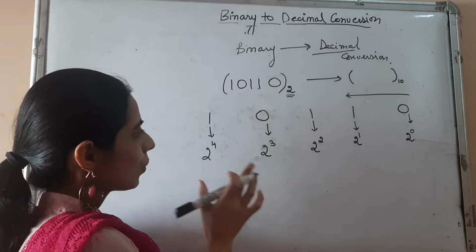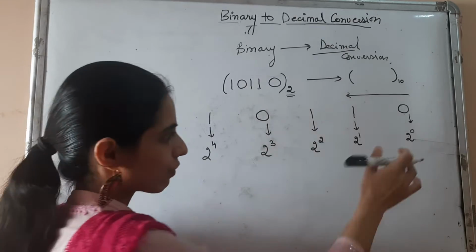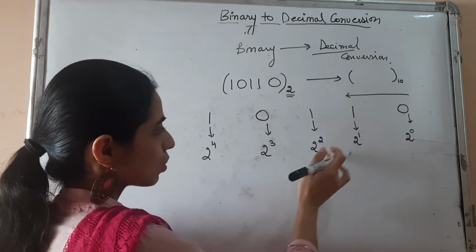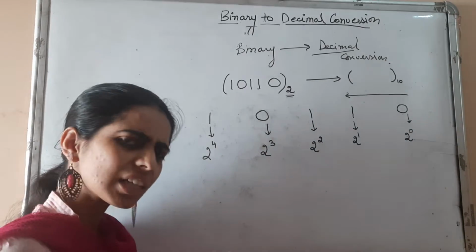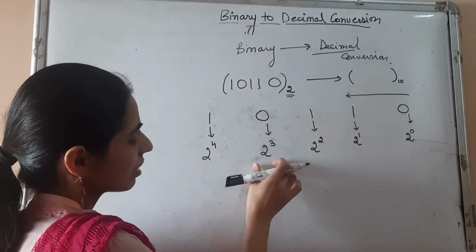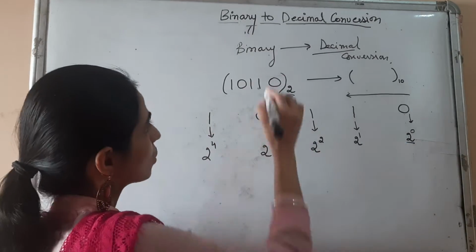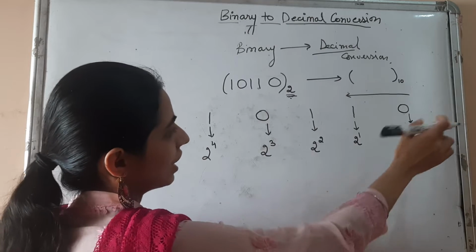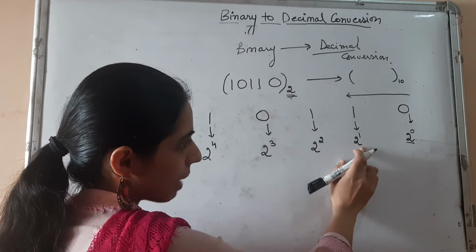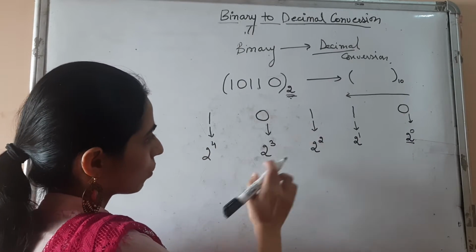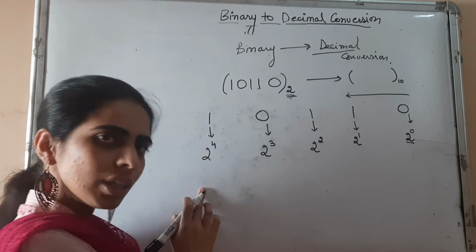Clear? So simple. First we began from 0, 1, 2, 3, 4. After this, I made 2 the base, because the base of the binary number system is 2. So we have to write 2 here: 2 to the power 0, 2 to the power 1, 2 to the power 2, 2 to the power 3, 2 to the power 4.